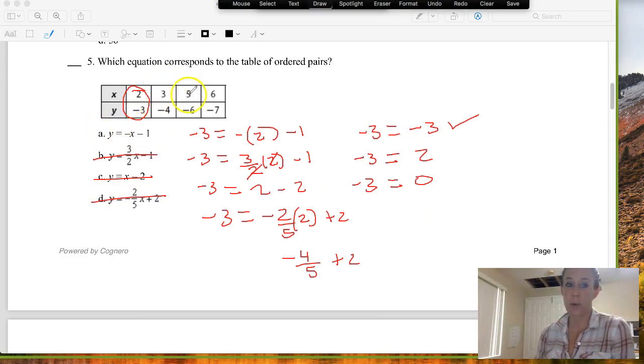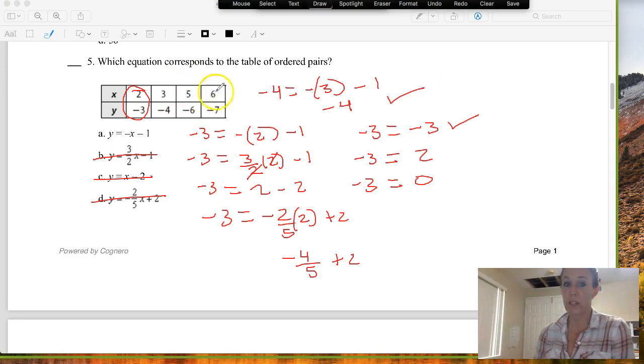Now I can check each point and see if each one of them works, but by process of elimination it has to be A. Check one more point just to double check. Plug in 3 for x and negative 4 for y. Careful with that negative, okay? So negative 4 goes in for y, so we're going to go negative 4 equals negative times whatever the x value is, which is 3, minus 1. Well, does negative 4 equal negative times 3, which is negative 3, minus 1? Well, yes, it does, because negative 4 equals negative 4.